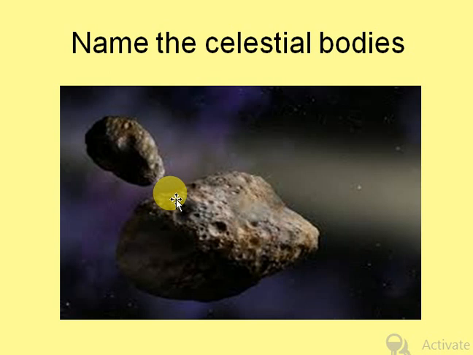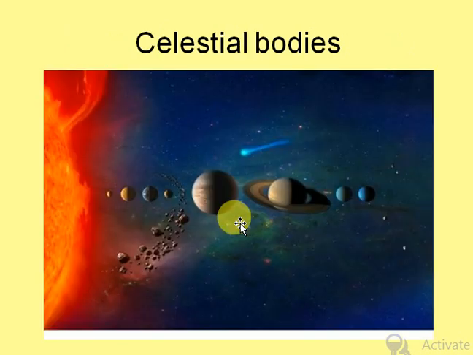Here is also a good example. Can you try to name the celestial bodies? Look at the picture carefully and try to observe different celestial bodies. You can see the different planets, asteroids, meteors, shooting stars, comets. So all these are celestial bodies.